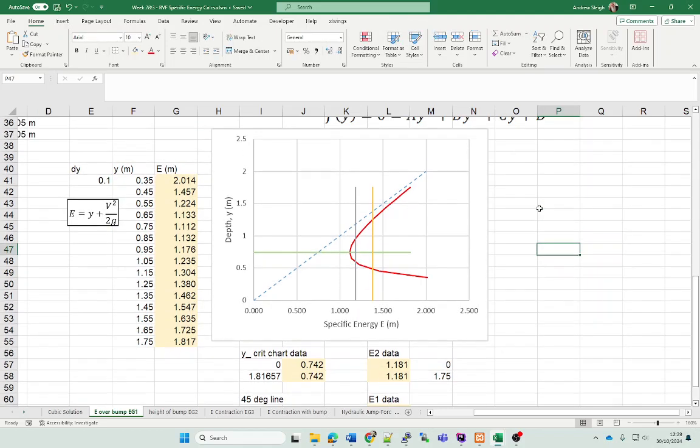Okay, so that's how to draw the energy curve within your spreadsheet. There's energy curves in some of the other examples which we'll come across as we get to them. Okay, thank you.